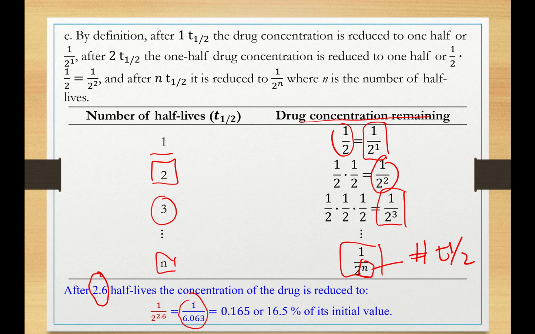Carrying out the algebra, it is 1/6.063, and that's 0.165, or 16.5% of the drug concentration is remaining compared to its initial value. So this is a very, very important example, okay?